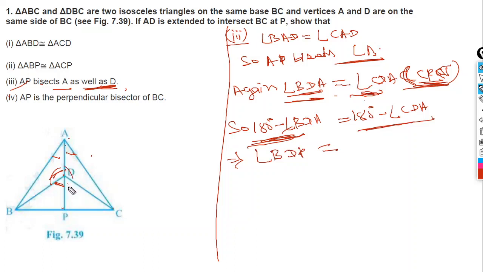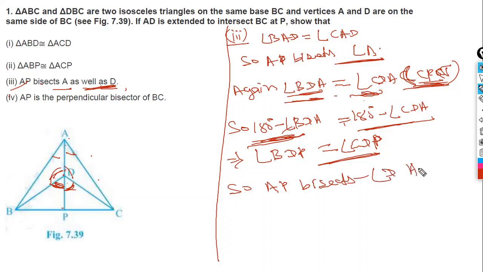CDA, this angle is 180 minus this angle, which gives angle CDP. Now these two angles, angle BDP and angle CDP, are equal, so AP also bisects angle D. Okay, so the second part we have cleared. Now we have to prove AP is the perpendicular bisector of BC. As triangle ABP and triangle ACP were congruent, these two angles will be equal.